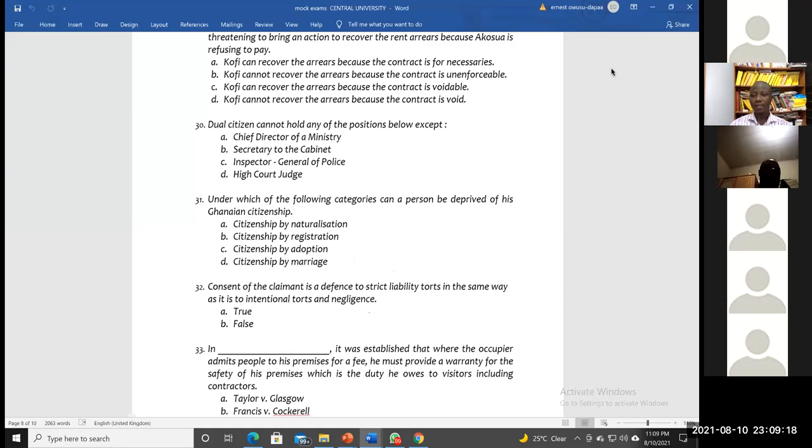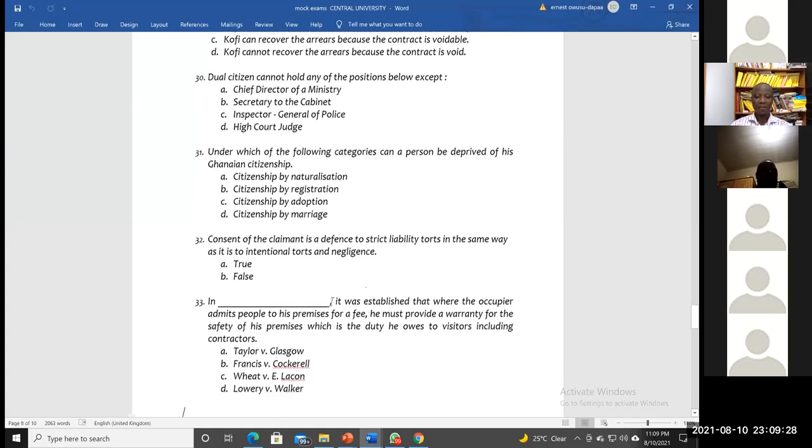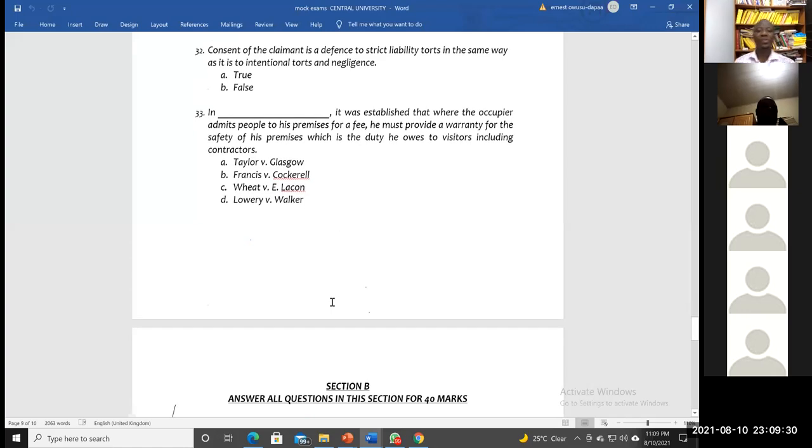Okay. Francis, your hand is up. Oh, sir, I think it's a mistake in the previous reaction. Okay, let's go to 33. It was established that where the occupier admits people to his premises for a fee, he must provide a warranty for the safety of his premises, which is the duty he owes to visitors, including contractors.